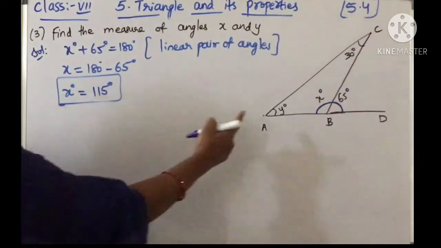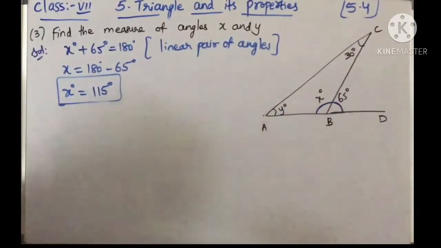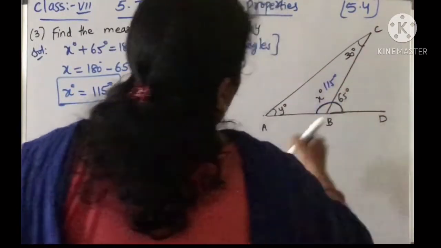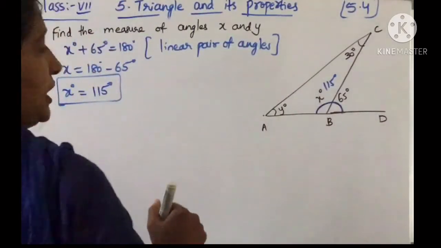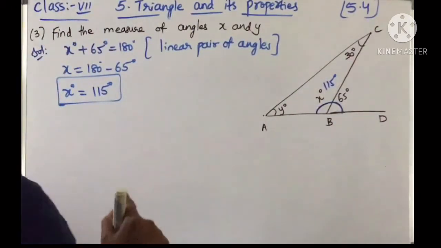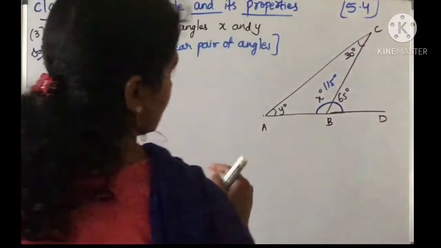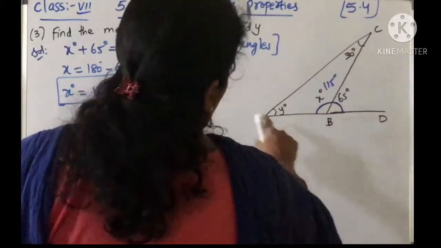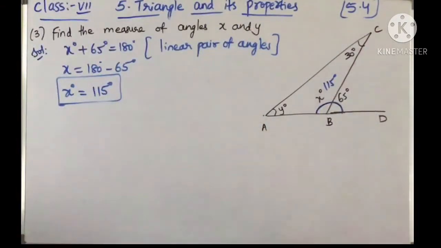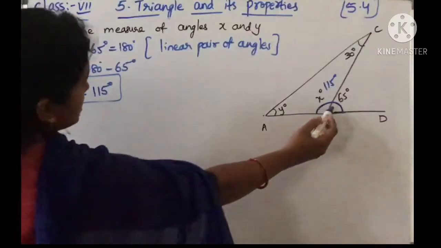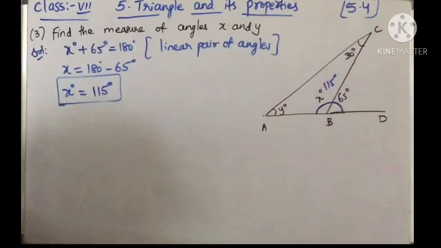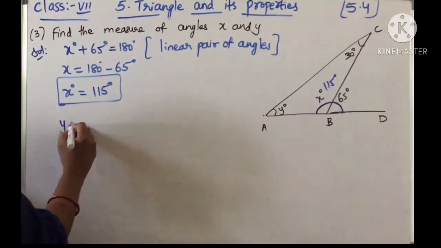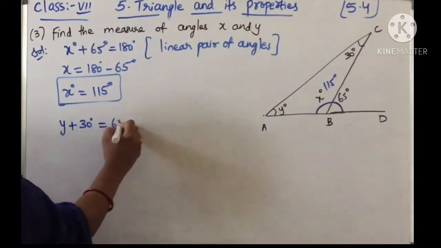Now we need to find the value of y. Here, children, you can use two methods. Here you already got x as 115. You can take the interior angle sum property: the sum of the three angles in a triangle is 180 degrees. Here C is given as 30, B we got as 115, A we don't know. Or if you observe, this is an exterior angle, so you can take the exterior angle property also. Here, I can take y plus 30 degrees is equal to 65 degrees.